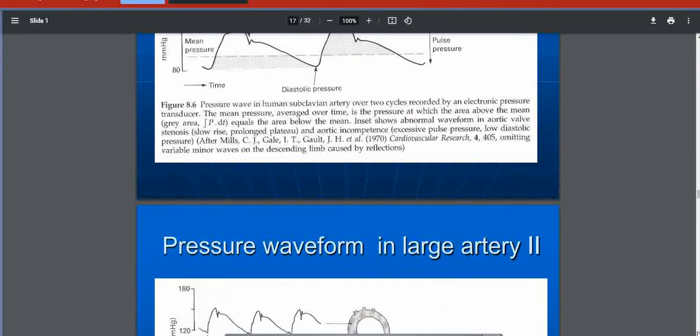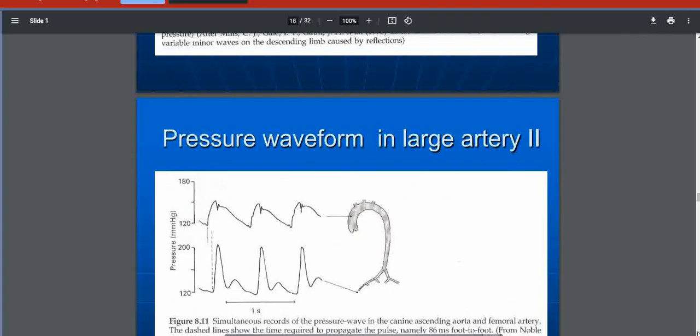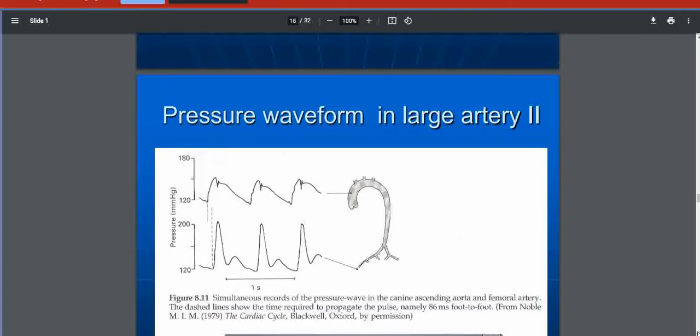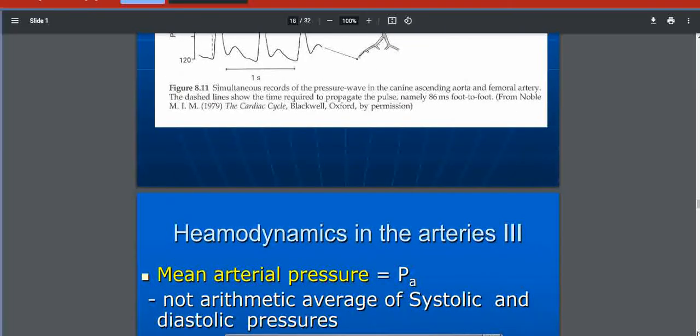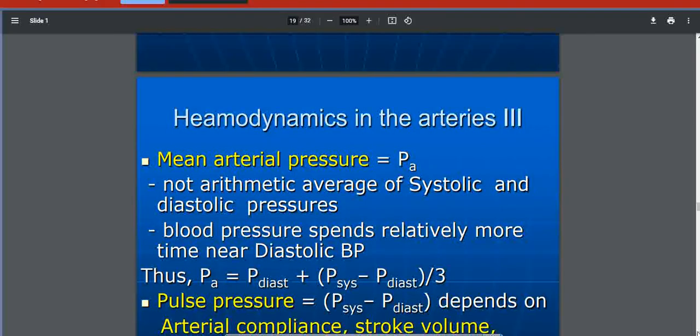Away from that, you can come back and share the same notes in your WhatsApp group for you to analyze and learn. You can also have this pressure waveform for your own understanding of what we are learning today.